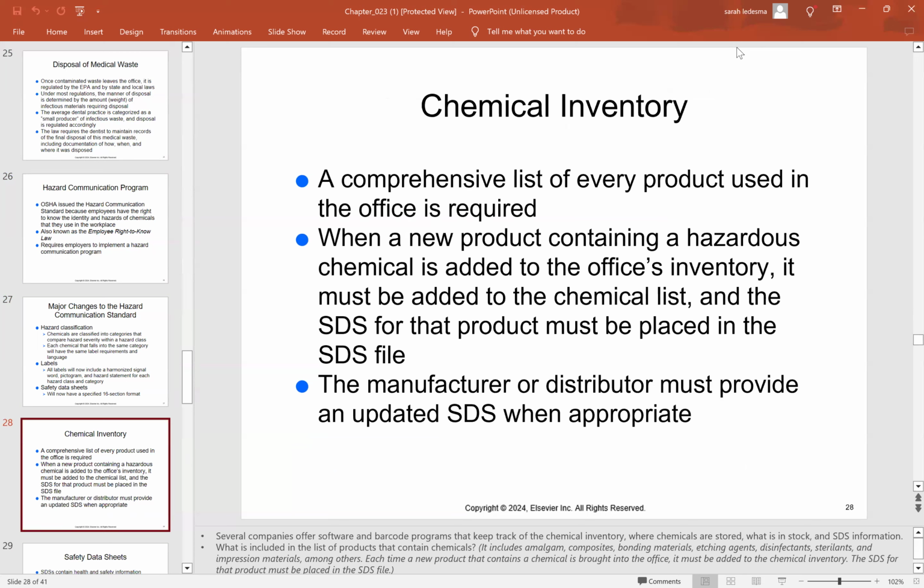For our chemical inventory, we should have a comprehensive list of every product that's used in the office. When we have a new product come in that contains a hazardous chemical, we should add this to the inventory. We have to make sure that we have the SDS sheet and it is provided. The manufacturer or distributor should provide an SDS sheet. If they do not, you typically find them online.